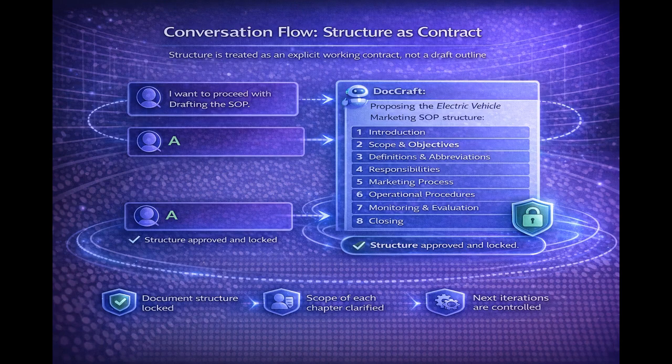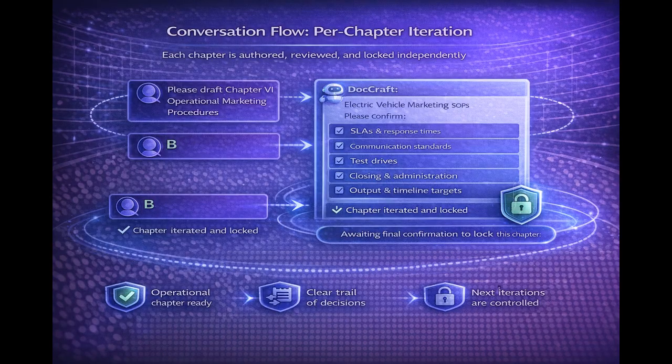This canvas-first approach makes iteration focused, safe, and controlled, allowing each chapter to evolve independently while staying aligned with the overall structure. At this stage, DocuCraft focuses on strengthening operational decisions rather than adjusting wording. The user expresses the need for the SOP to be truly operational.